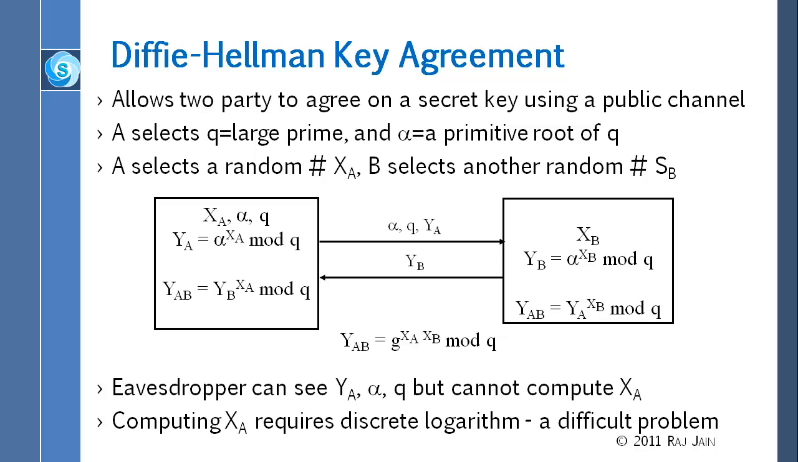The only thing we have is if I want to generate a key with you, I generate a random number, you generate a random number, and we do this exchange. At the end, we will have this random number, which nobody else can calculate.